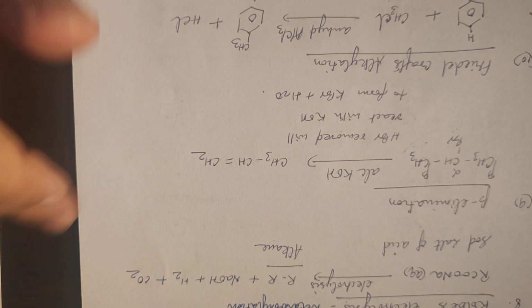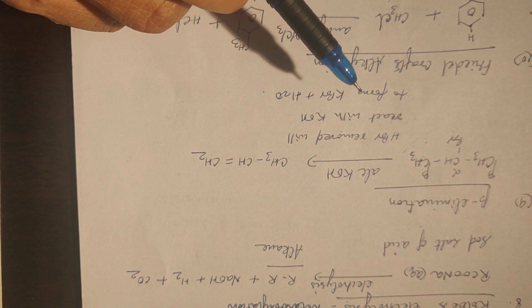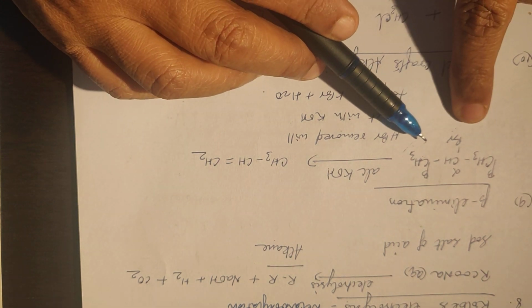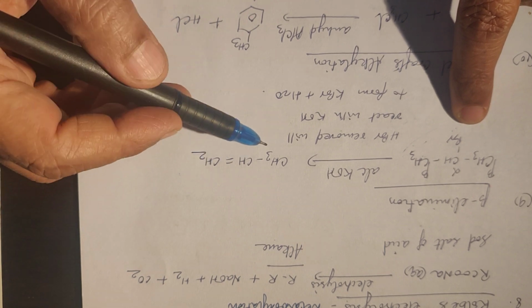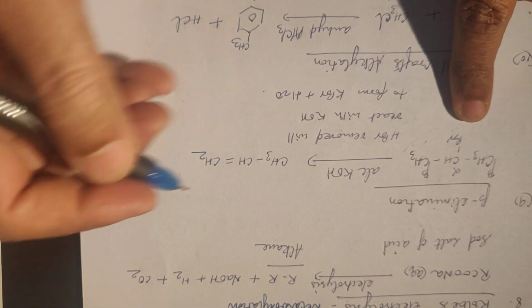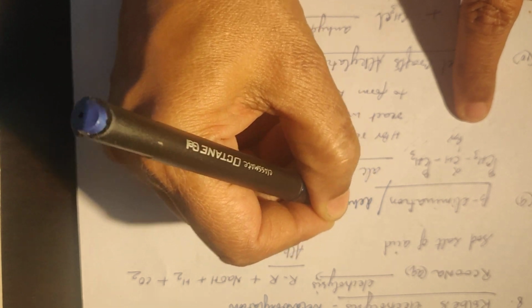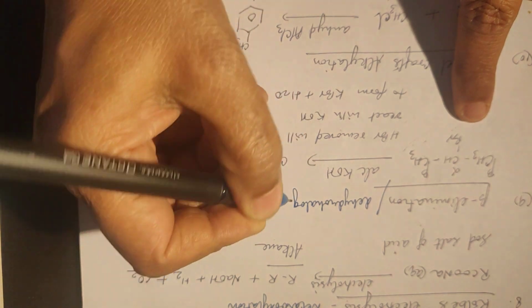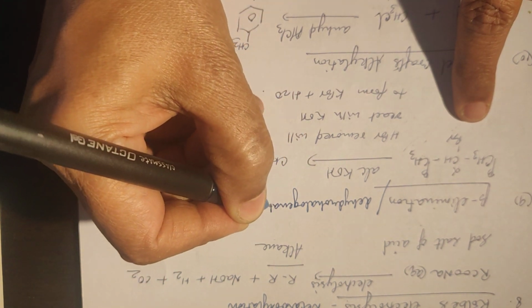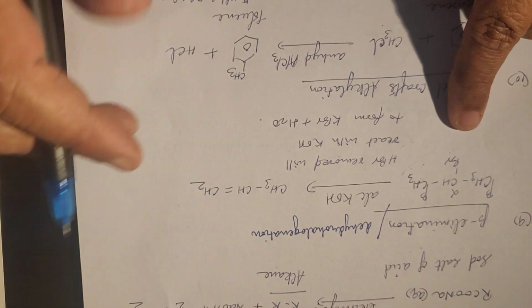Then let us see what is beta elimination. Now beta elimination is you take RX and you treat it with alcoholic KOH and you get the corresponding alkene. So this beta elimination can also be called dehydrohalogenation. That is, hydrogen halide is removed. That is why it is called dehydrohalogenation.